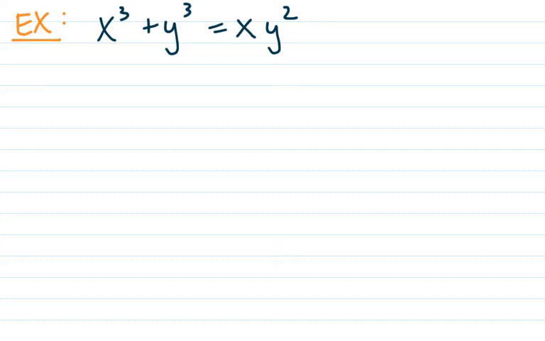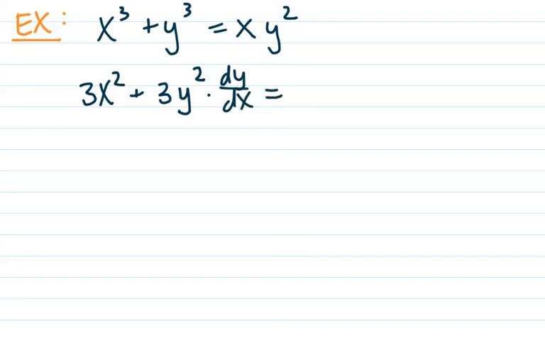So we take the derivative of both sides, so x cubed becomes 3x squared. And then here, don't forget, we're going to use the chain rule because this is a function being raised to the third power. So we're going to bring down the 3, keep the function the same, that becomes a power of 2, times the derivative of what's inside, which is the y. So that's dy over dx equals, okay, and then on this side we're actually going to have to use the product rule, right? So here we go.